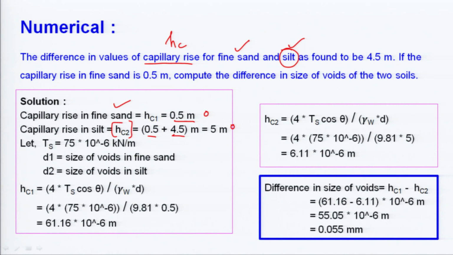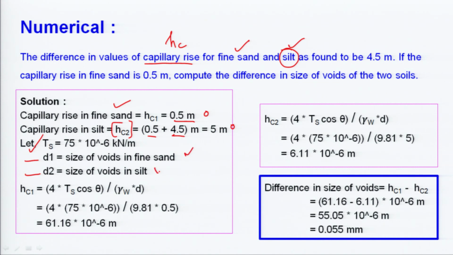So, we have taken into consideration TS, surface tension, as 75 into 10 to the power minus 6 kilonewton per meter cube. You could have also taken the standard case of water being at 20 degrees Celsius and the water-air interface, wherein the surface tension value would have been 73 into 10 to the power minus 6 kilonewton per meter cube. Now, take into consideration D1, that is the size of voids in the fine sand, and D2, that is in the silt.